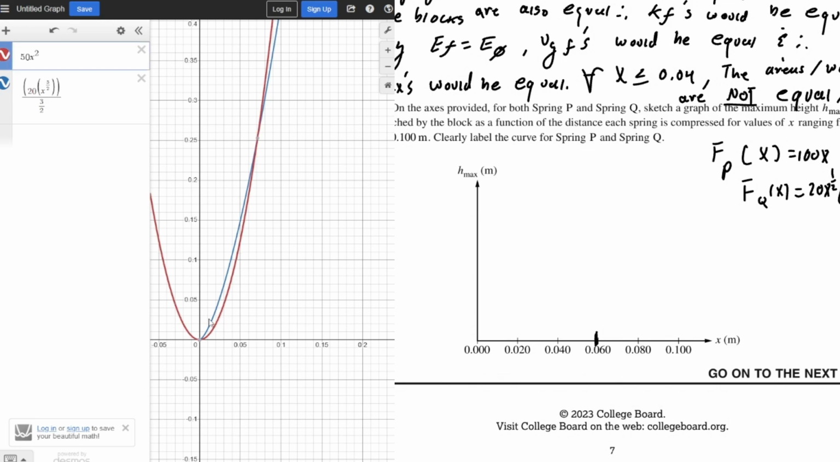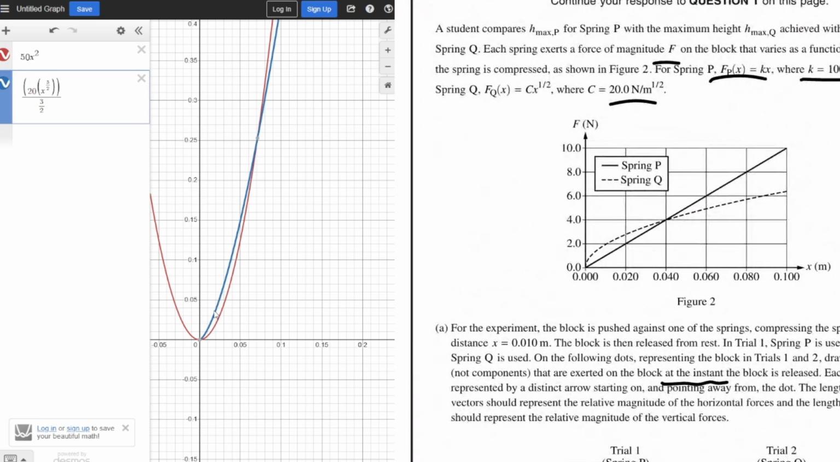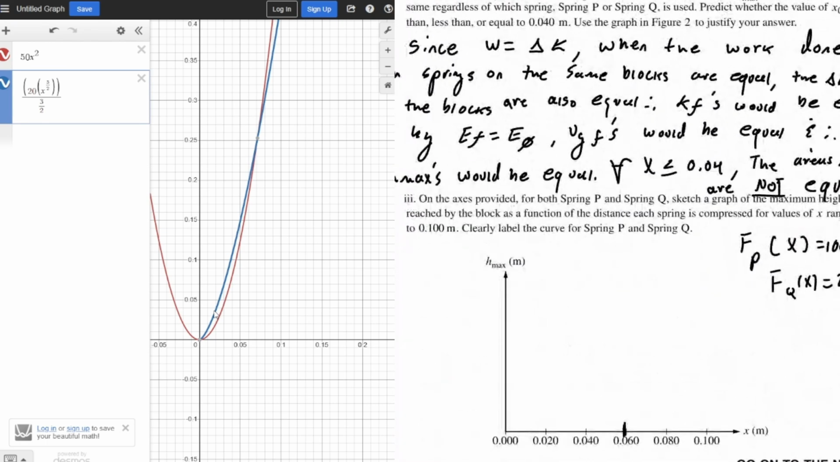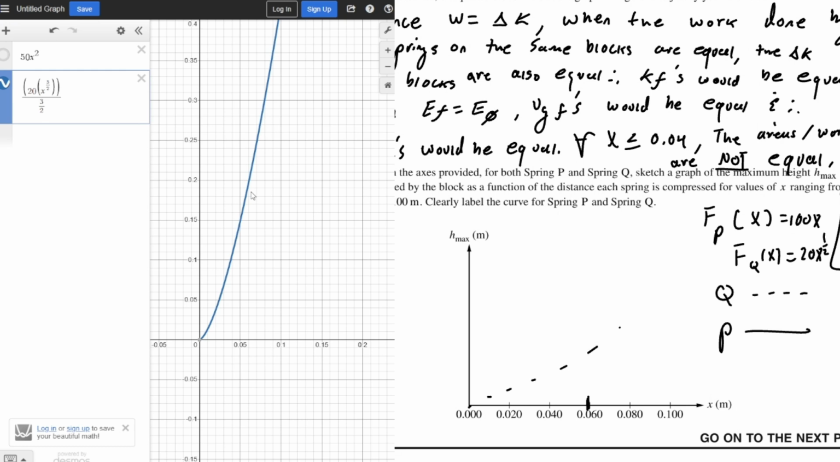So we're basically gonna sketch our curve. Which work will stay above the other work the entire time? And I know that's gonna be spring Q up until that 0.6 graph. So our FQX, let's just isolate that. All right, this is our FQ, right? So we're gonna say Q is this dotted line, and P is this solid line. So we're gonna dot our Q. We're gonna just make it concave up, just like that. That's fine. They don't want more than that.